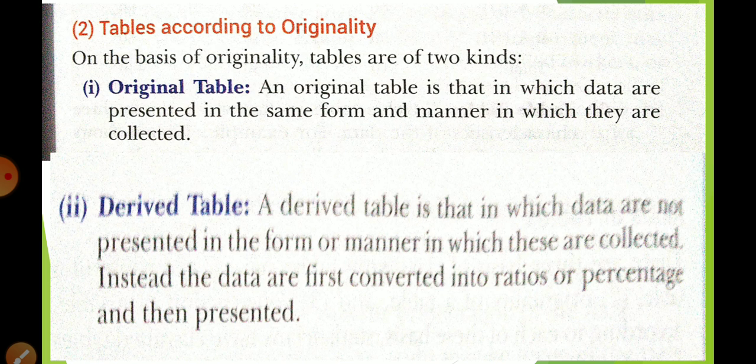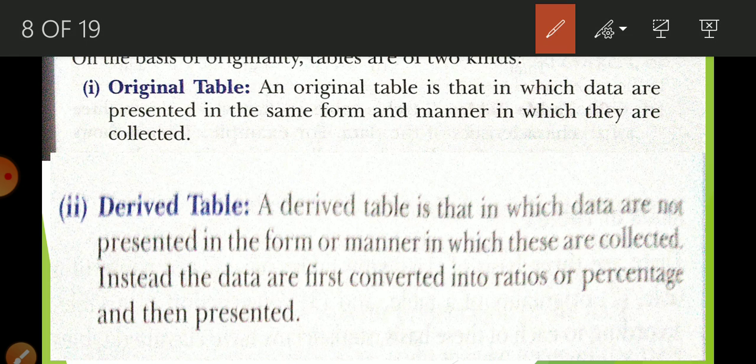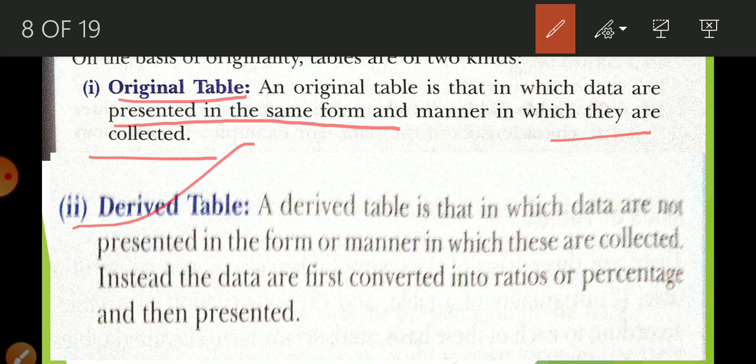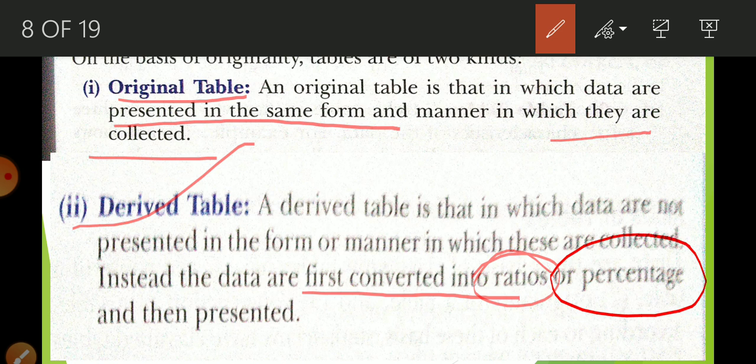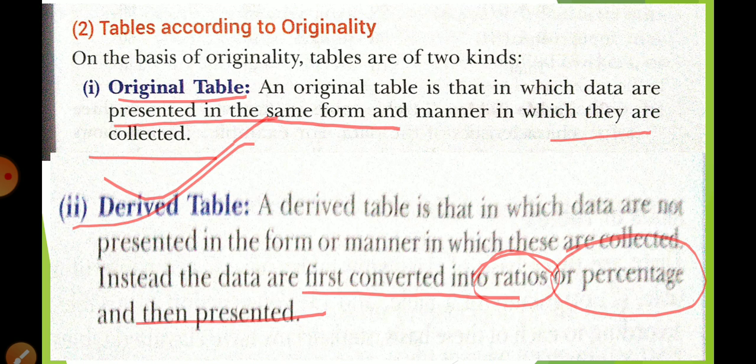Now tables according to originality. On the basis of originality, the tables are divided into two parts. First is the original table. When we represent data in the same form as they are collected, as I collected it, I will represent it just the same, that is your original table. Now what is a derived table? When data are first converted into ratio or percentage and then represented, this is known as a derived table. So in the original there are no changes, but in the derived table there are first changes, then we represent it.